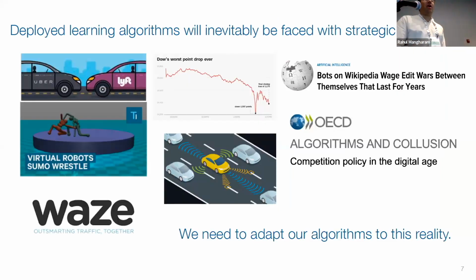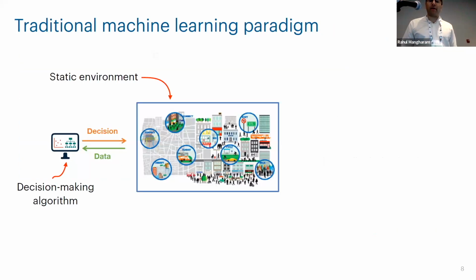And so I could go on and on with these types of negative examples, but the reality is that these deployed learning algorithms are just going to be faced with strategic agents, and we need to build them with that in mind. So I like to think about why these failures happen, and a lot of the time it's because the environments in which we train our algorithms look a lot like this. We have a static environment.